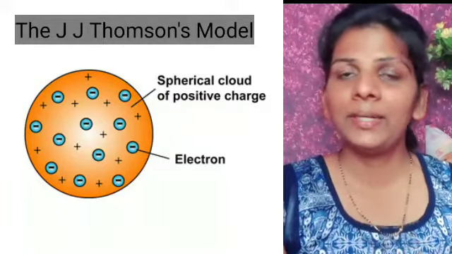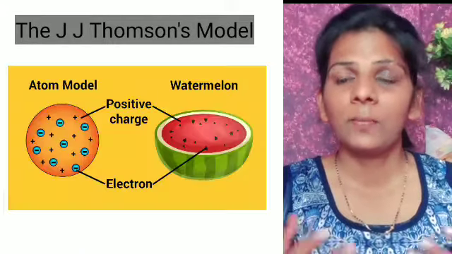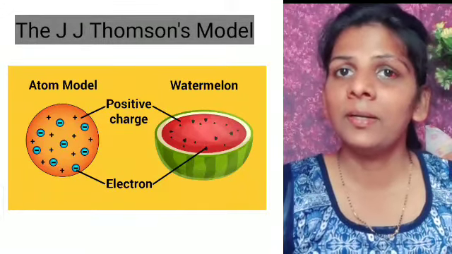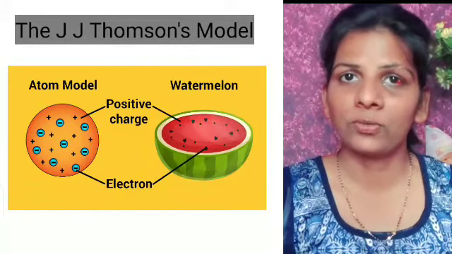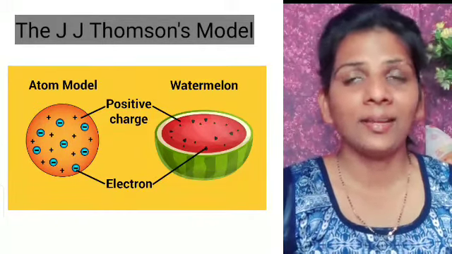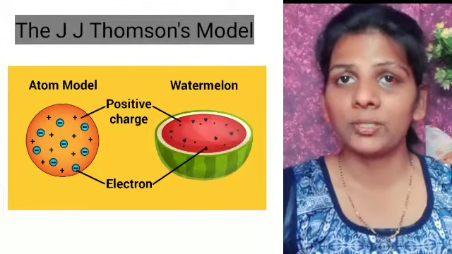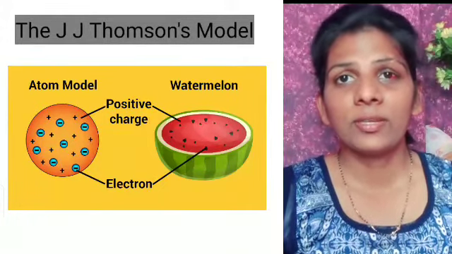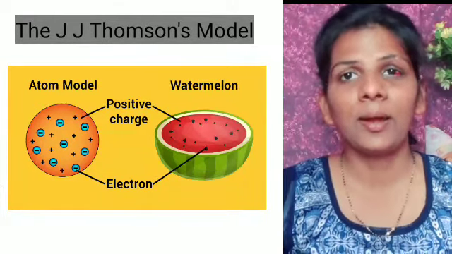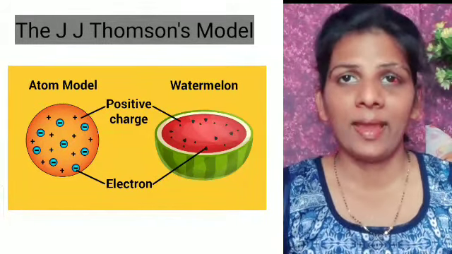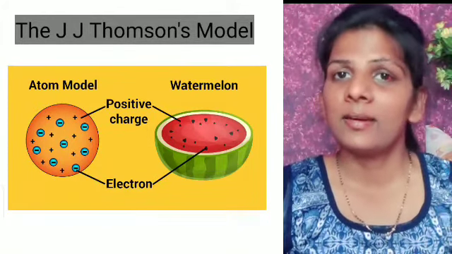He compared the structure of an atom to this watermelon, wherein the positive charge is the red pulp and the negative charges are the electrons. Hence his model was called the watermelon model. And he also said the amount of positive charge is equal to the amount of negative charge, and hence an atom is neutral.